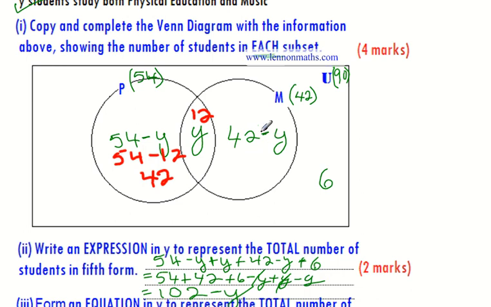How many students do we have doing only music? It's going to be 42 minus y, and we know what y is. It's 12, and that will give us 30.